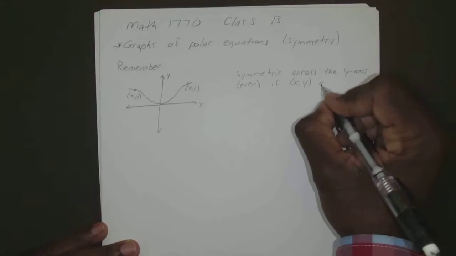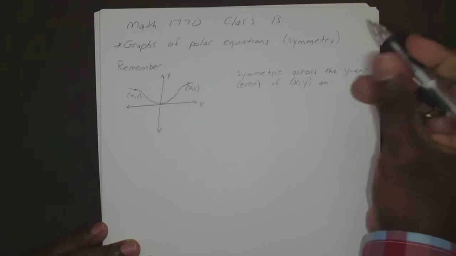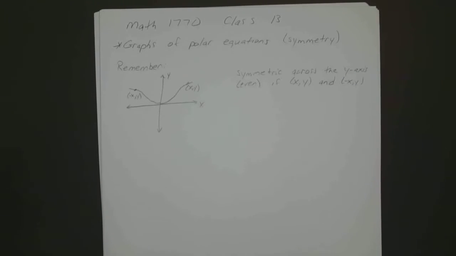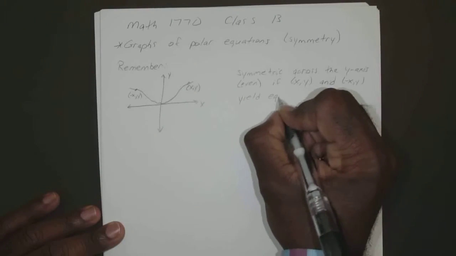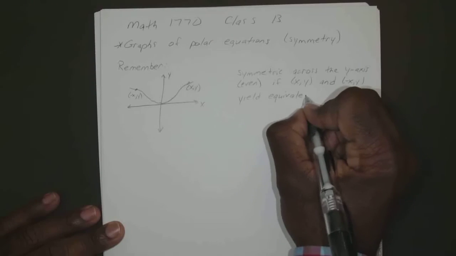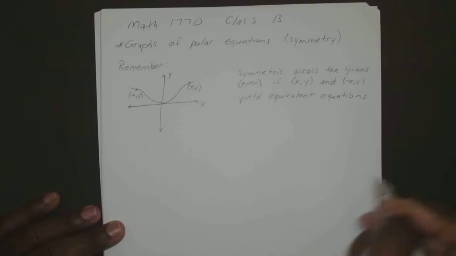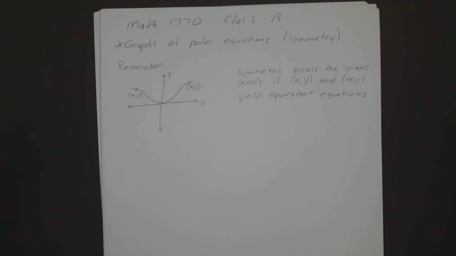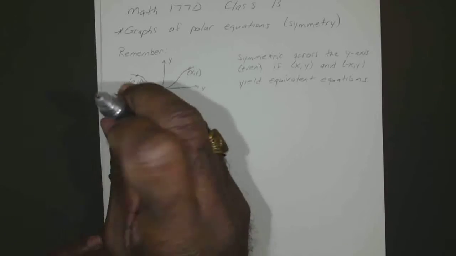If x, y and negative x, y yield the same equation, or yield equivalent equations. So if you replace x with negative x and you end up with the exact same thing, you know you have an even function. Okay, it's pretty similar for polar equations.